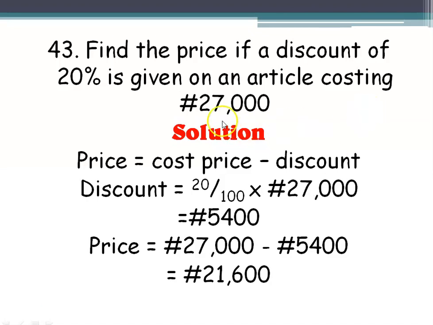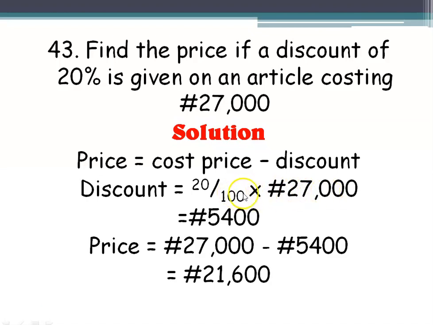Question 43 says, find the price if a discount of 20% is given on an article costing 27,000. Okay, for me to know the price, that's what the person is supposed to pay. Now the price will be cost price minus discount. So I need to calculate the discount. Remember that what I have in the question is the percentage discount. So the discount itself will be 20 over 100 multiplied by the cost price, which is 27,000. So 20 divided by 100 times 27,000.